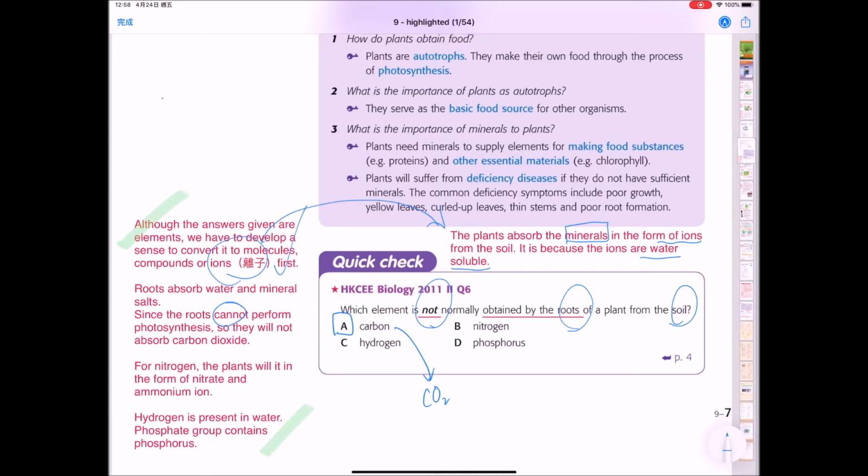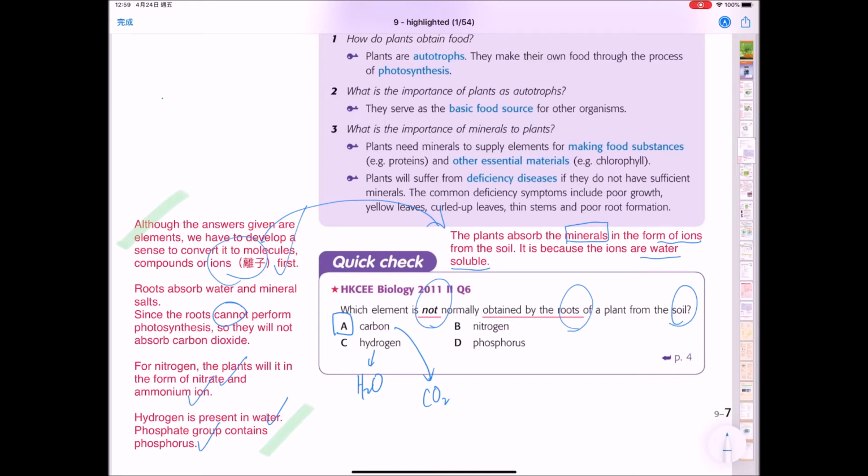So for B, C, D, let's take a look as well. For nitrogen, the root should absorb it in the form of nitrate and ammonium ion. For hydrogen, you may ask, is it hydrogen gas H2? Of course not, because even in the atmosphere, there is no hydrogen gas. So it should be in another form. It should be in water, H2O, hydrogen and oxygen. And then the last one, phosphorus. The plant can obtain phosphorus from the phosphate group. So that's why B, C, D will be absorbed by the root from the soil.